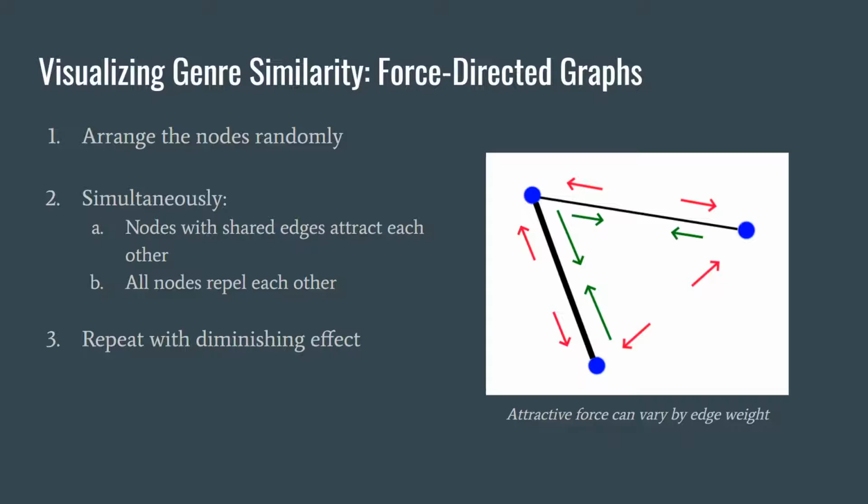So once we get show pairs, we have nodes and edges that we can create networks from, and we're going to use force-directed graphs to do this. The three steps for creating a force-directed graph are: first, arrange the nodes randomly; second, apply forces simultaneously, attractive for nodes with edges between them and repelling for all nodes; and finally, we repeat this an arbitrary number of times with diminishing effect.